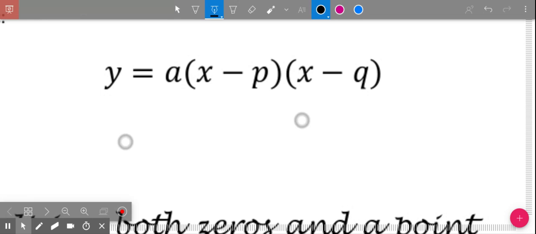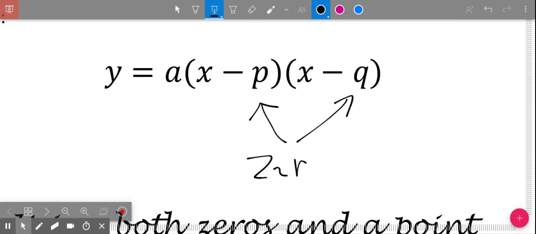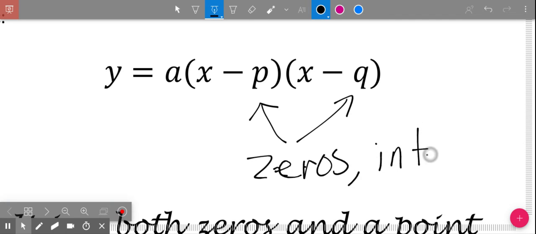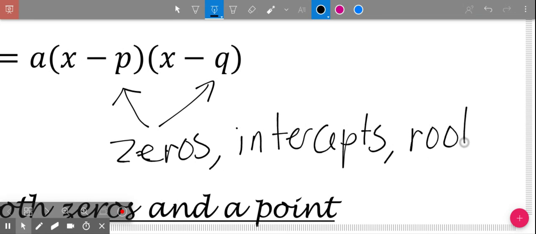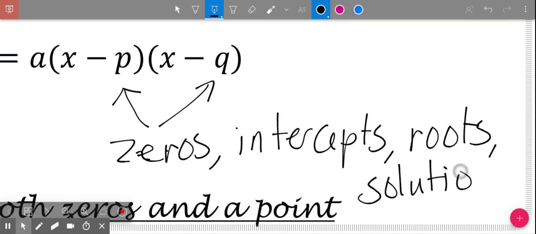So if we look at intercept form right here, this p and the q represent your zeros, your intercepts. We're talking about your x-intercepts, your roots, which sometimes we call them, and we also call them your solutions. So all these things mean the same thing. If ever you see one of those four options, know that they all mean the same piece.